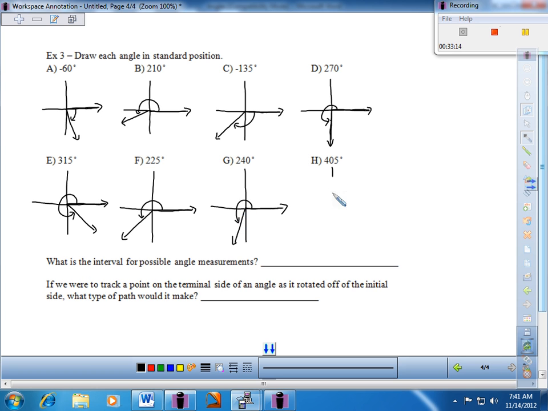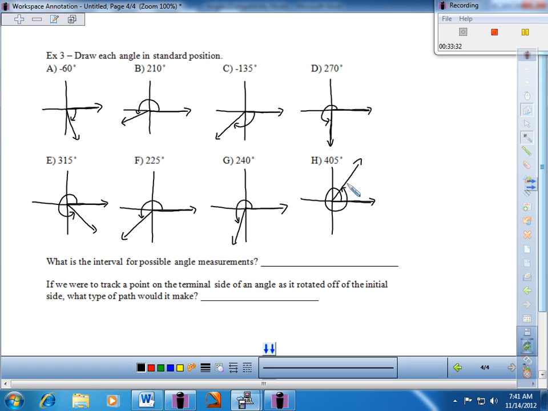And in 405, we haven't seen more than one rotation around, but we can definitely draw it in. One rotation would be 360, and then it looks like we would need another 45 degrees. So I'm seeing the terminal side ending up here, but again, we have to be careful. This is 405 degrees. That's the key. So one full rotation around, and then another one to 45 degrees. So 405.